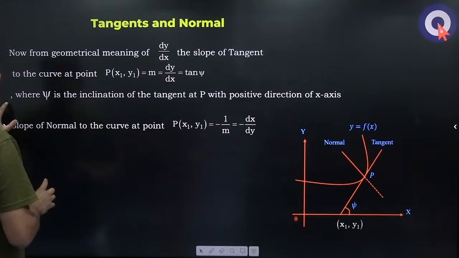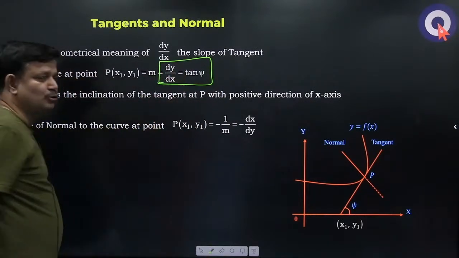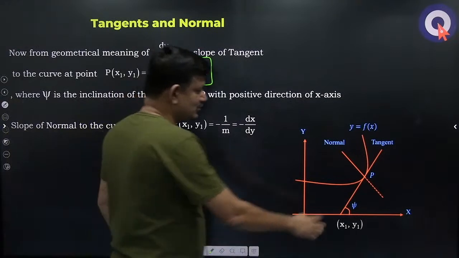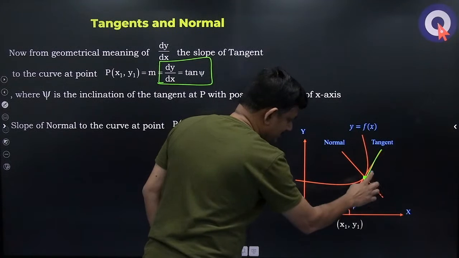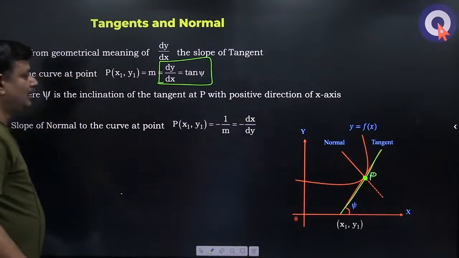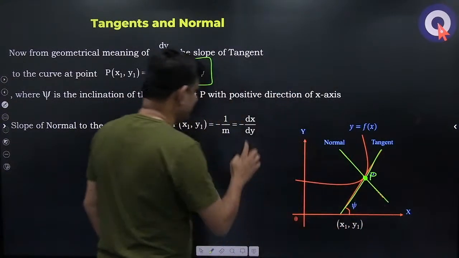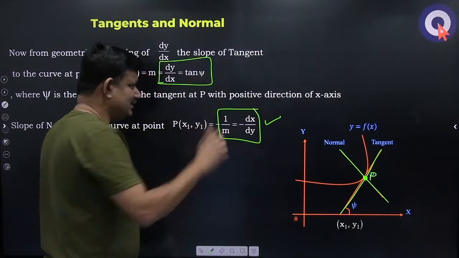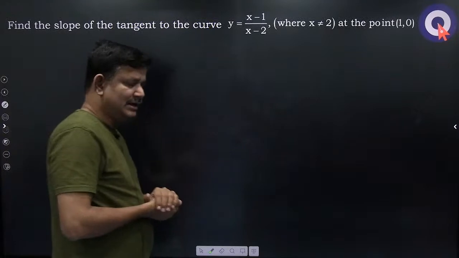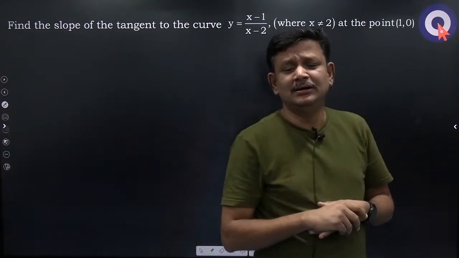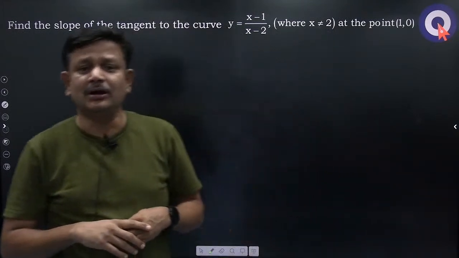is dy by dx, the slope of the tangent of this line. Of course, if the tangent slope is dy by dx, the normal slope is minus dx by dy. So in application of derivatives, you can find the slope of the tangent and normal at any point on a curve.